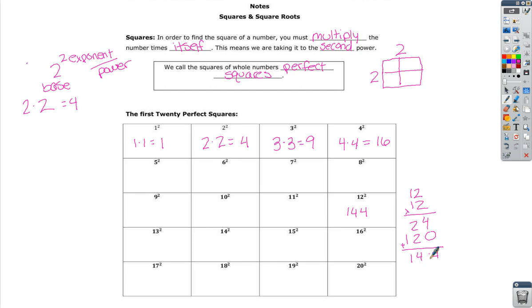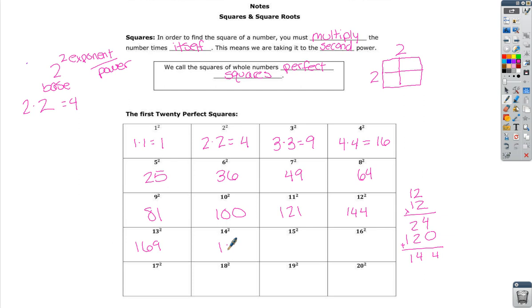Okay, now we're going to go over your answers. We have 5 squared. 5 squared is 25, so just like 5 times 5. 6 squared is 36. 7 squared is 49, 7 times 7. 8 squared is 64, 8 times 8. 9 squared, which is just like 9 times 9, is 81. 10 squared is 100. 11 squared is just like 11 times 11, which is 121. 13 squared, which is just like 13 times 13, is 169.